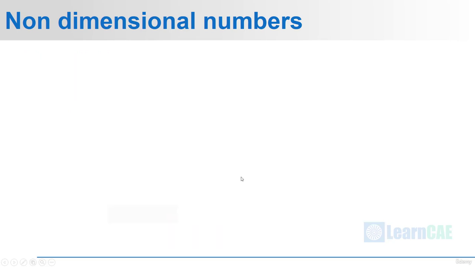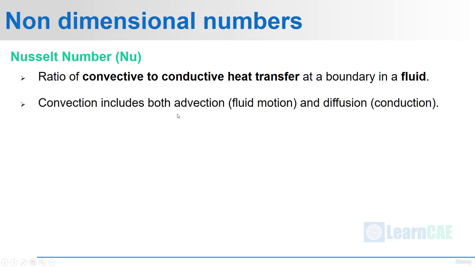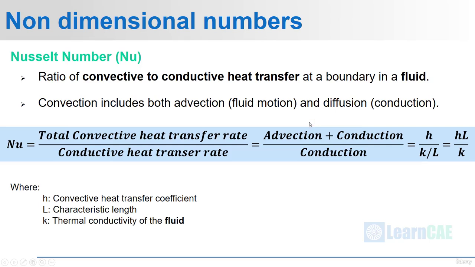Next we shall see the Nusselt number. This is an important number in terms of forced convection. The Nusselt number represents the ratio of convective to conductive heat transfer at a boundary in a fluid. Here the convection includes both advection, that is bulk fluid motion, and diffusion, that is equivalent to conduction in a fluid. So the Nusselt number is given by the total convective heat transfer rate divided by the conductive heat transfer rate.